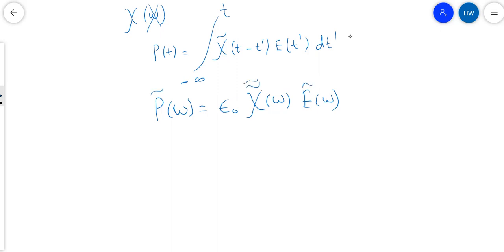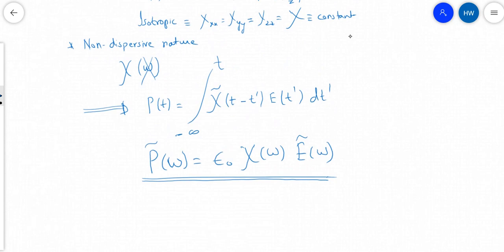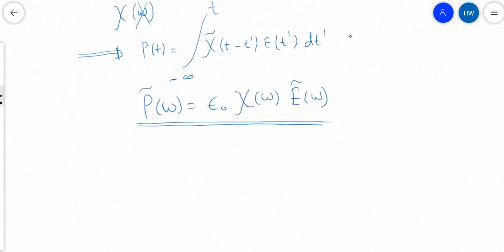of omega becomes now chi of omega times E of omega, where you see that each of these is the corresponding Fourier transform. That is, E of omega is a Fourier transform of E of t prime, E of t, P of omega is a Fourier transform of P of t, and chi of omega is a Fourier transform of chi of t minus t prime. So essentially this product in the Fourier space is equivalent to a convolution in the time space.